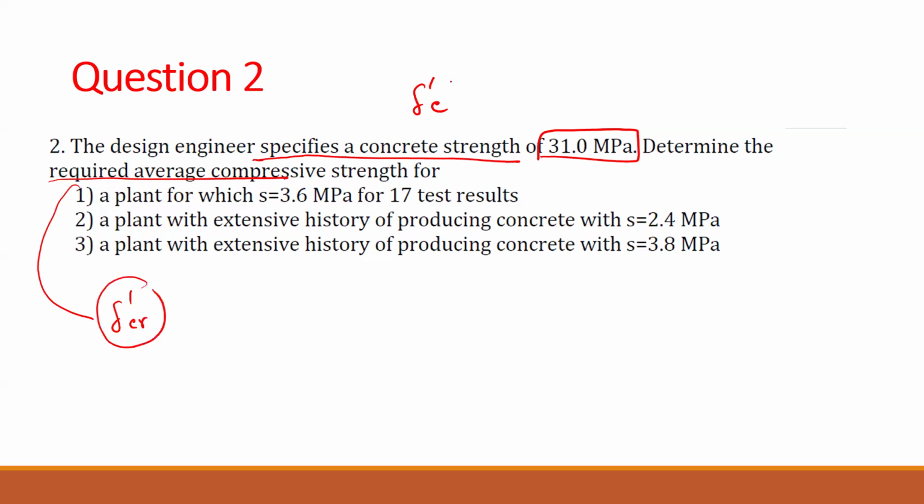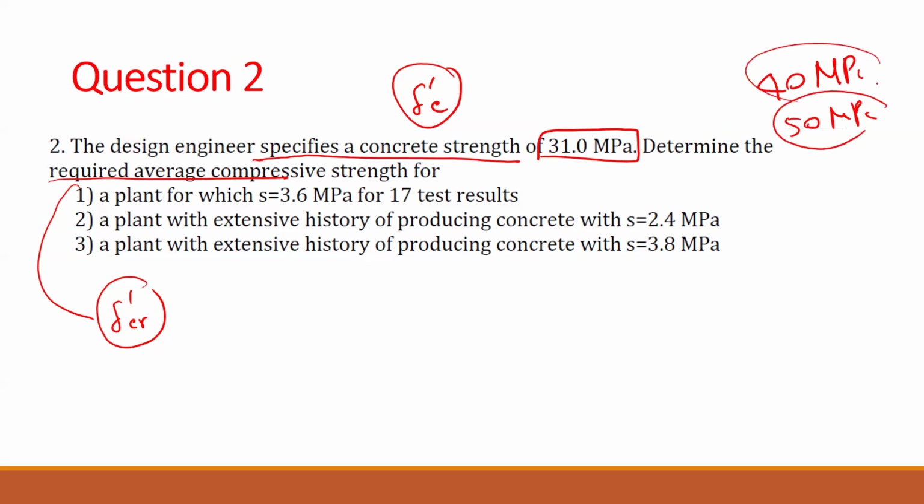So what is the difference between these two? Specified strength is what we actually need for our project. But if we ask a concrete mixing plant to make a concrete mix with 31 megapascals, we can't say 100% that we get 31 megapascals. So we need to mention a higher value than that. For example, we can ask them to make 40 megapascals, or maybe if we are not sure, we ask to make 50 megapascals. So we have to ask more than what is specified to make sure that we get at least this one.